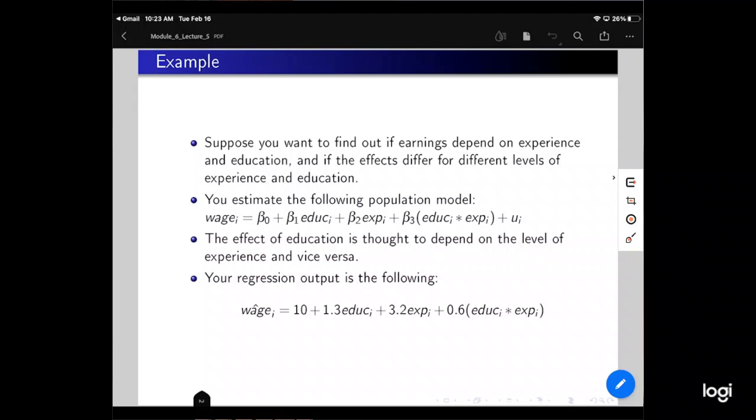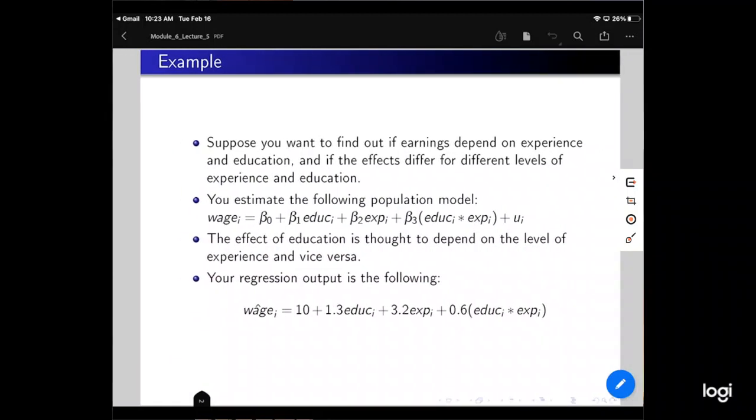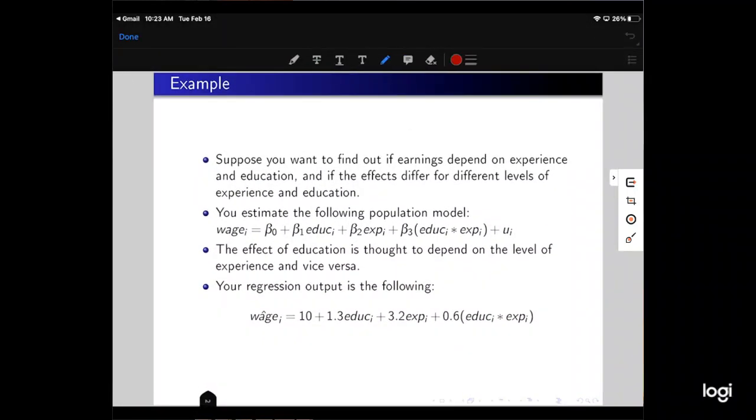Suppose you want to find out if earnings depend on experience and education, and if the effects differ for different levels of experience and education. So this should be a clue to you whenever I say if the effects differ for different levels of experience and education, or the effects depend on the levels of the other variables. This should be a clue that you want an interaction in your model. So think about a test going forward. If I say, write down a model that can test the effect of experience and education on earnings, where the effect of experience depends on the level of education and vice versa, then you want to include the interaction.